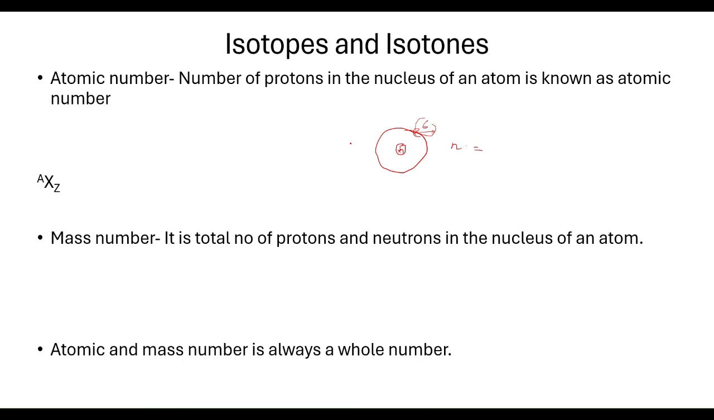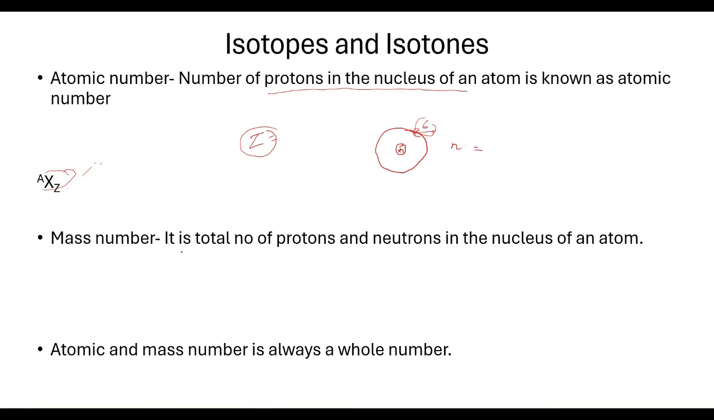So atomic number is defined as the number of protons in the nucleus of an atom. That is called atomic number, and that is represented by Z. Z gives the atomic number, and any element is represented like this. Okay, so what is A? A is mass number, Z is the atomic number.